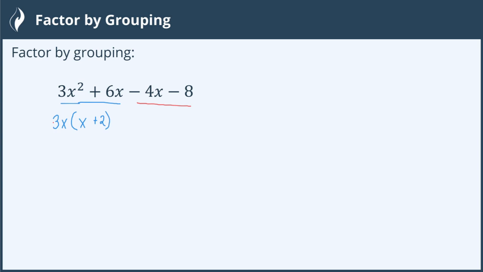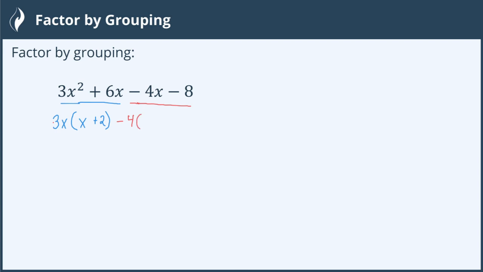Now we'll move on to the second group, negative 4x minus 8. Notice I'm going to keep the negative sign with the term minus 4x. When I look for a greatest common factor between the coefficients, 4 and 8, the greatest number I can divide into both is negative 4. There is no common factor between variables, as the first one has an x and the second has no variable.